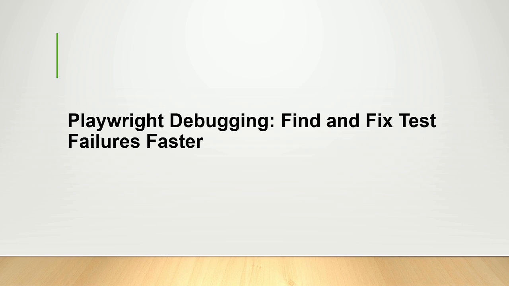In this video, we are going to learn one of the most important skills in automation testing, debugging Playwright tests. Writing test cases is only half of the job, but the real challenge starts when a test fails and you don't know why. So in this video, I will show you step by step how to debug Playwright tests using a real example. We will use headed mode, debug mode, Playwright Inspector, page.pause. By the end of this video, you will be confident in identifying failures and fixing them quickly instead of guessing.